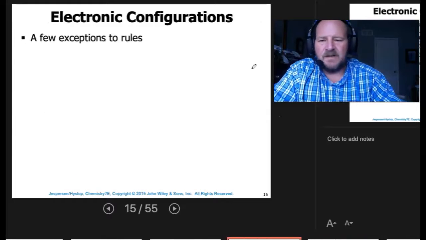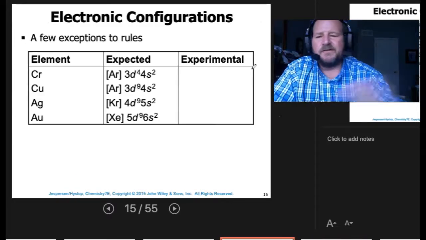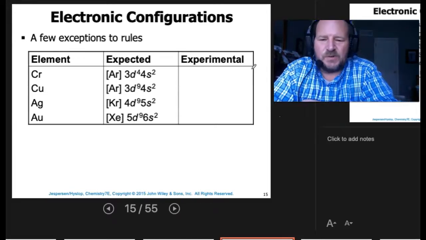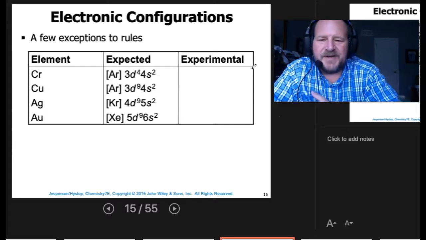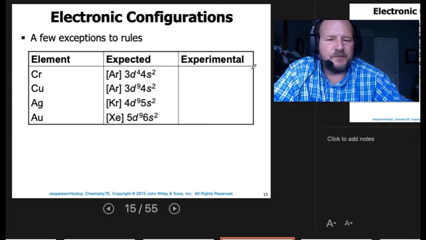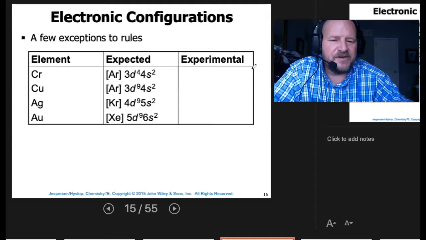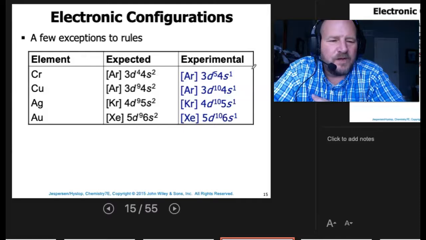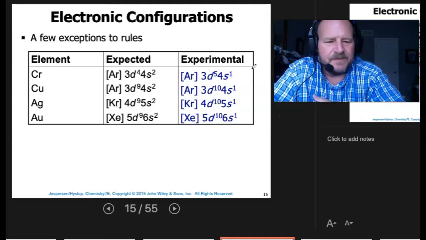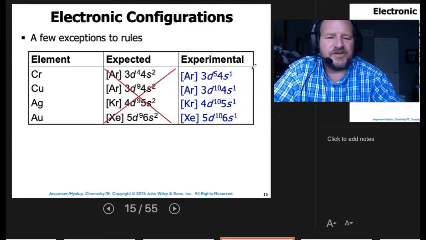Now, a few exceptions to the rules. Chromium, copper, silver, and gold all play a different game. The expected configuration for chromium would be argon 3d4 4s2, but looking at experimental and energy studies, what we see is argon 3d5 4s1. For copper, it happens again: 3d10 4s1. Silver is 4d10 5s1, and gold is 5d10 6s1. That's strange; none of these work out.